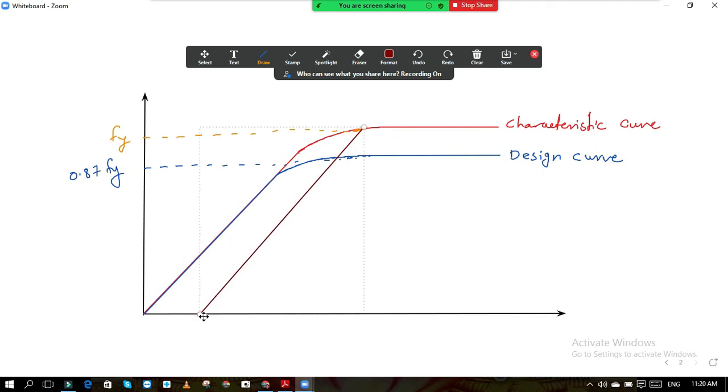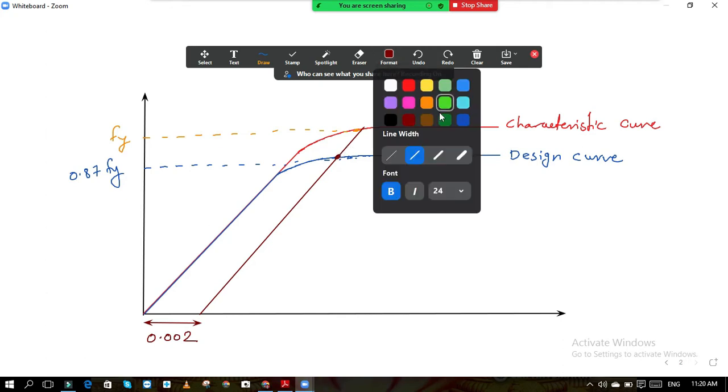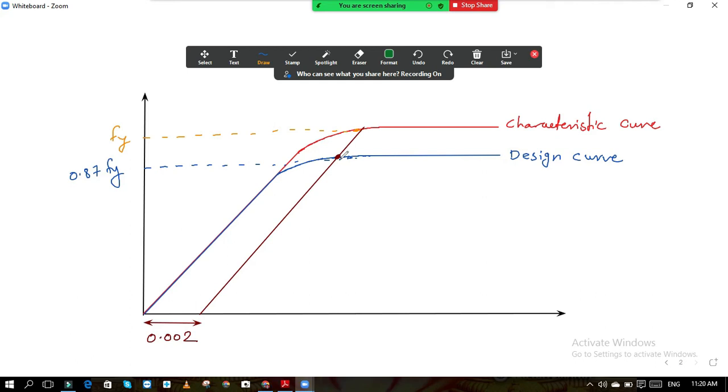Okay, and the strain at this point, up to this is 0.002. Now from this point on the design curve, if I drop the perpendicular below, it will intersect the x-axis at this point, and this will be our point EY, the strain at point EY.